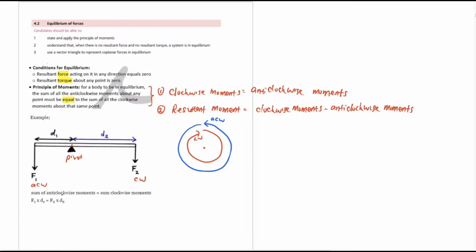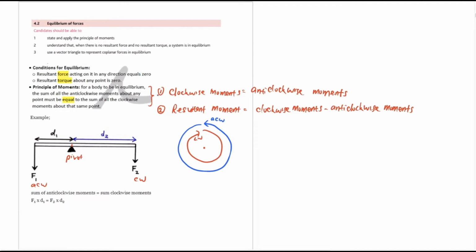Okay. Sum of anti-clockwise moment. Anti-clockwise F1 multiplied with D1 equal to sum of clockwise moments. Sum means if you have more than one force, you have to add up. But for this clockwise, you have only one force, one moment. So force 2 multiplied with D2 to get the clockwise moment. So that is how the resultant torque about any point is 0 works.